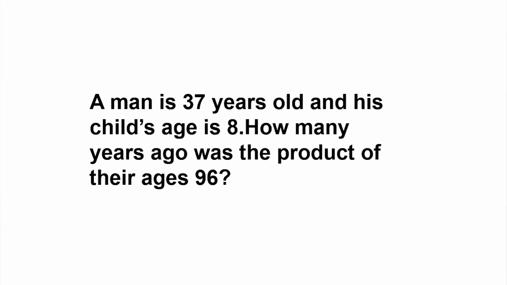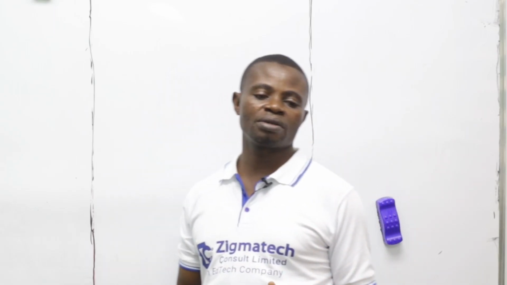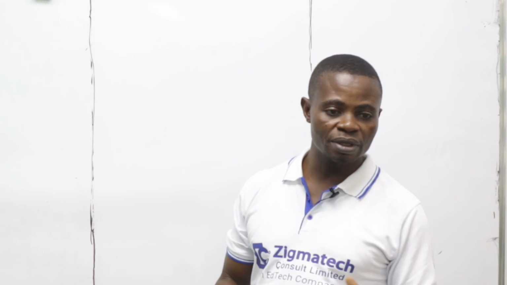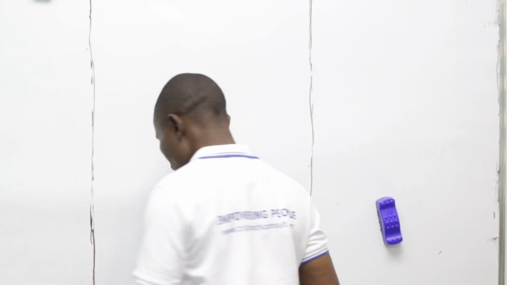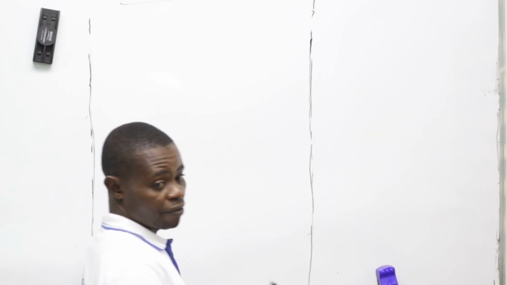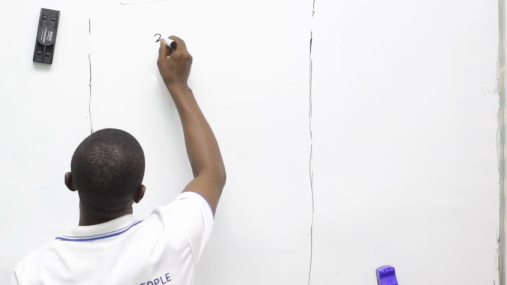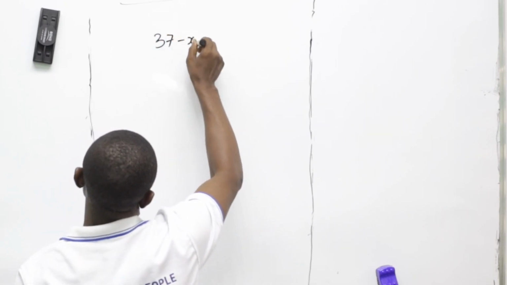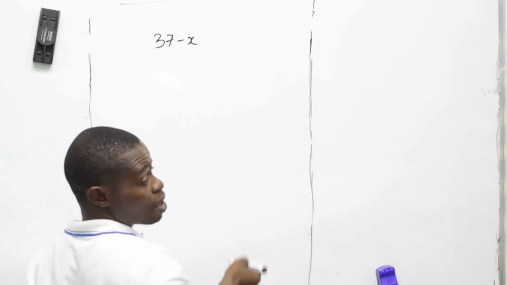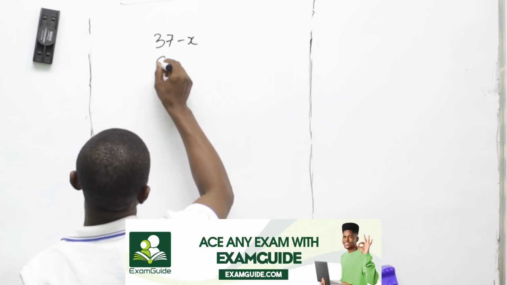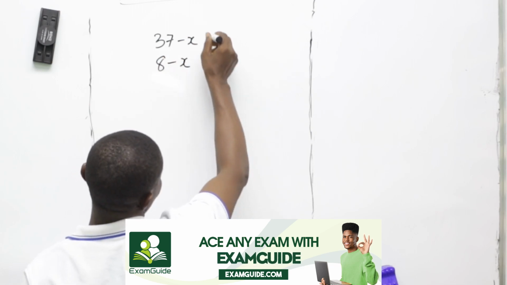Was the man 37 years? Now we don't know the number of years ago. Let the number of years ago be x. Remember, ago means minus, and years time means plus. Now, for the father, for the man, it is 37 minus x years ago, okay? While for the son, 8 minus x years ago.